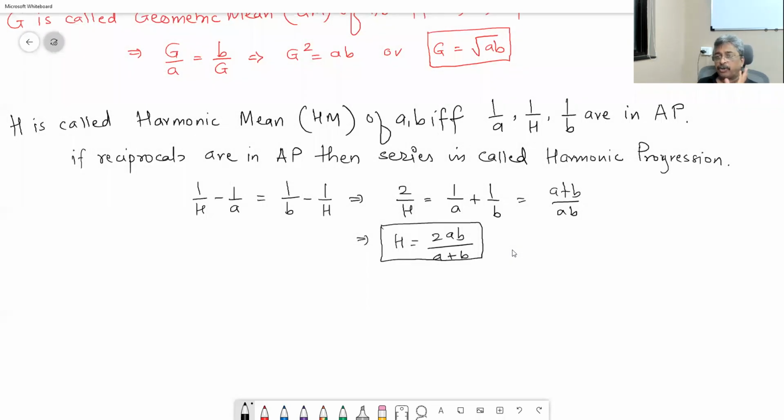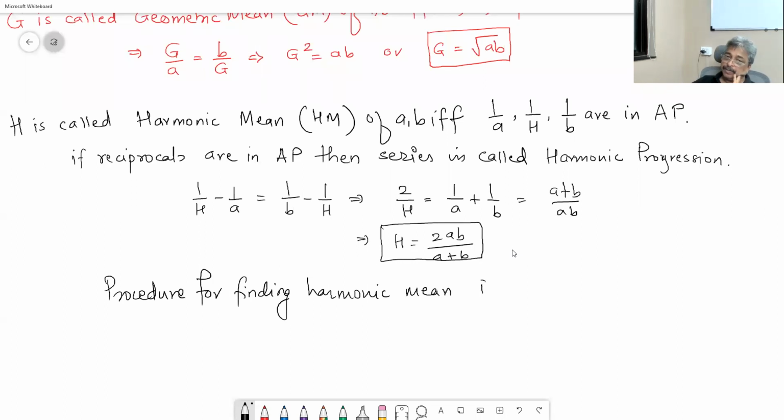So if you have been asked to find out the harmonic mean, the procedure for finding the harmonic mean: 1. Take reciprocal. 2. Take average. 3. Take reciprocal.